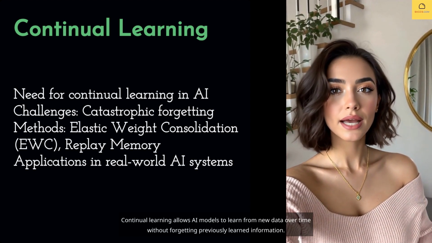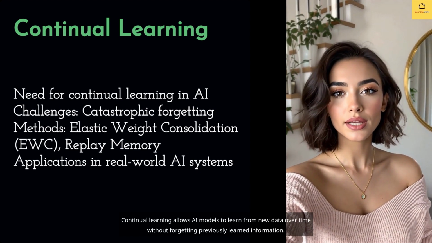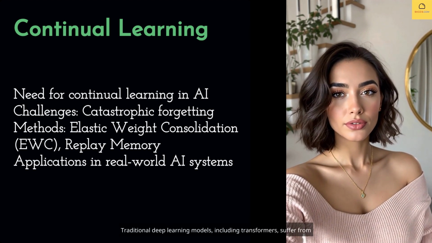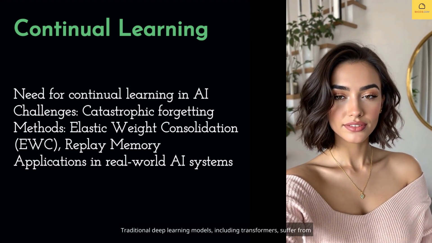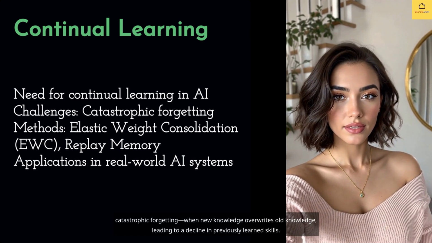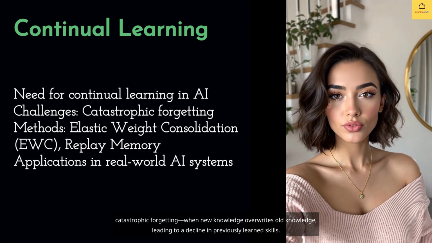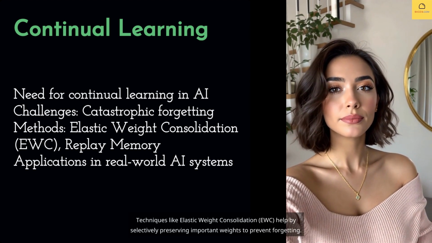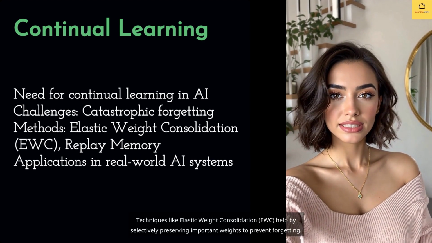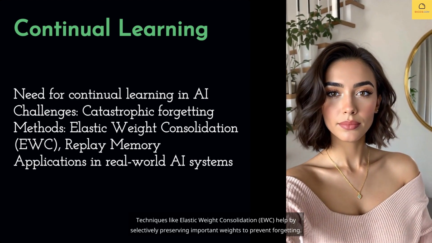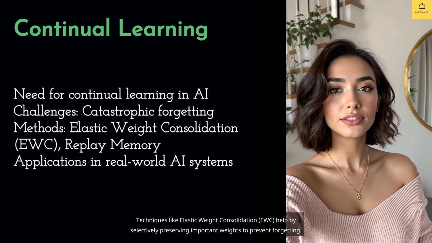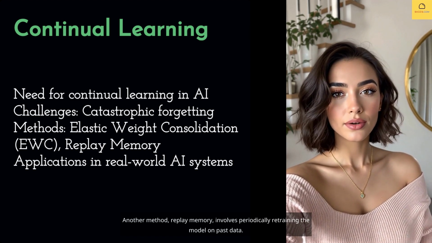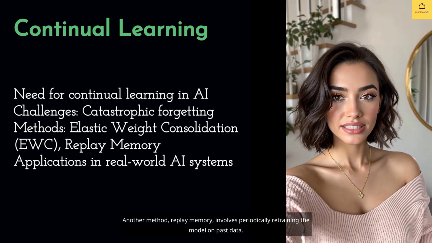Continual learning allows AI models to learn from new data over time without forgetting previously learned information. Traditional deep learning models, including transformers, suffer from catastrophic forgetting when new knowledge overwrites old knowledge, leading to a decline in previously learned skills. Techniques like elastic weight consolidation, EWC, help by selectively preserving important weights to prevent forgetting. Another method, replay memory, involves periodically retraining the model on past data.